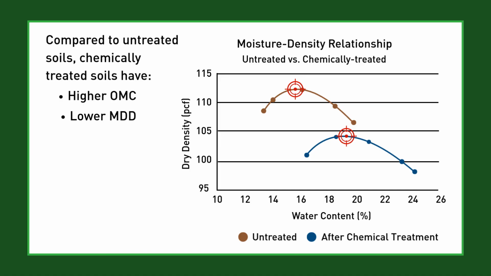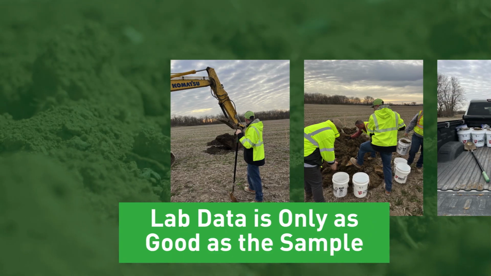Using these updated targets helps to avoid undercompaction, often caused by compacting treated soils too dry, or chasing densities the material can no longer achieve. If we keep using the original targets, we risk fighting the material instead of working with it.